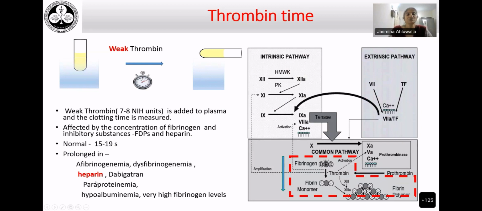And we usually use this test to detect heparin contamination in the sample, but it is very useful also in picking up afibrinogenemias and dysfibrinogenemias, and may also be prolonged in paraproteinemias and hypoalbuminemia. The thrombin time, just like the fibrinogen assay, looks at the same step, conversion of fibrinogen to fibrin.